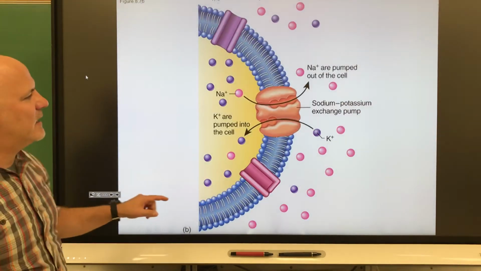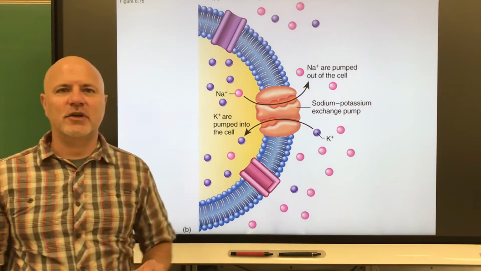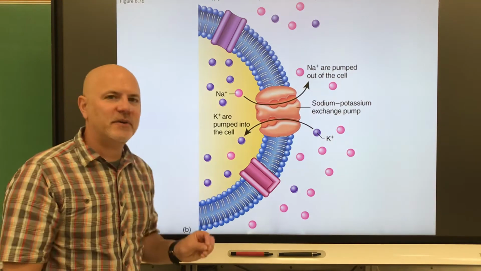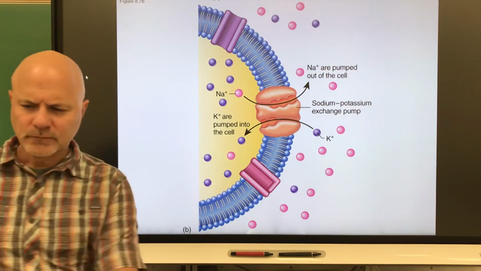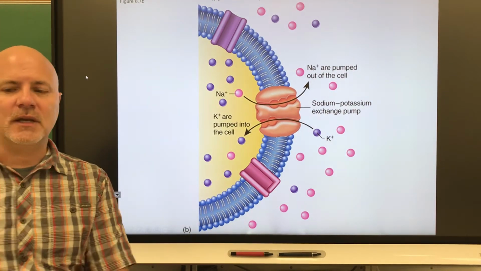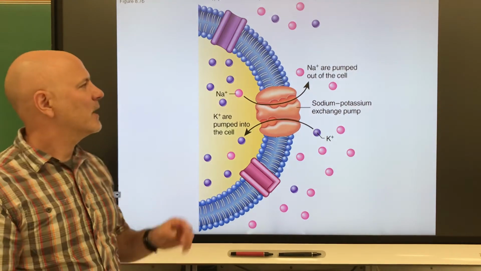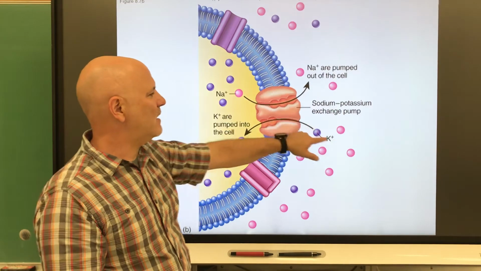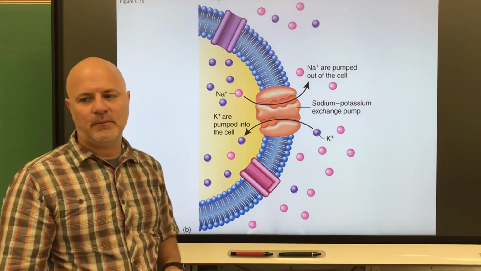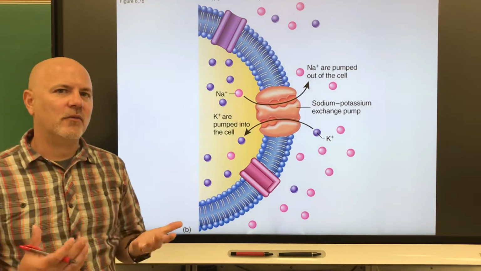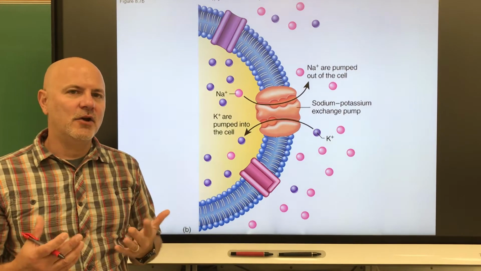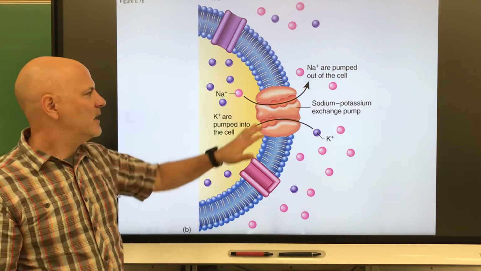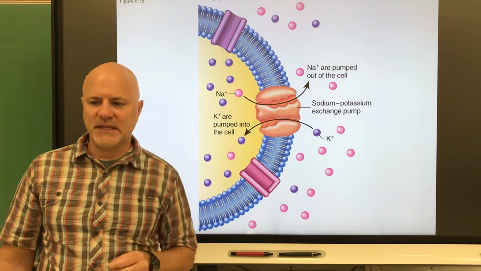Now to maintain this, we use the sodium-potassium pump. The sodium-potassium pump is a carrier protein, and it does active transport. It constantly pumps sodium out of the cell and potassium into the cell. This is one of the reasons why nerve cells have a high metabolic rate: this pump is working all the time.